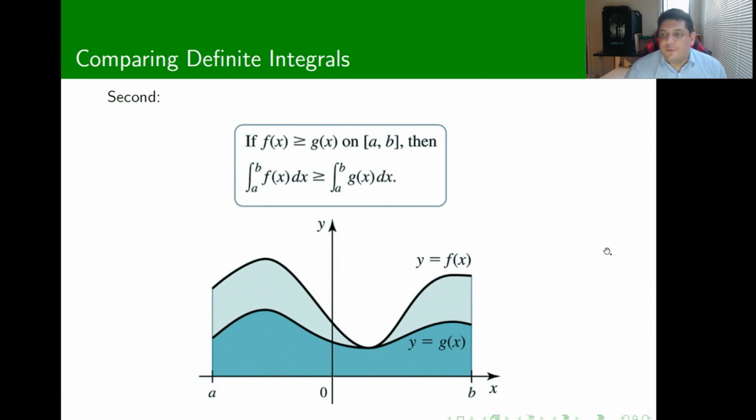Now, something that comes to light is that if you have a function that is bigger than another one in the interval a b, then it makes sense that the area of the bigger one is going to be larger than the area of the smaller one. You can see that here in the graph: the function f of x is bigger than g of x on the interval a b. The graph of f is always on top of the graph of g, and so f is going to have a larger area under the curve than g.